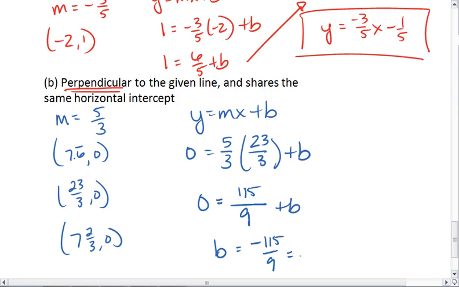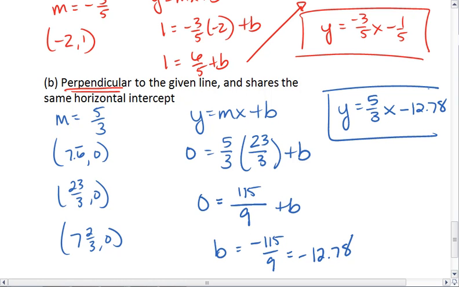we should find, or using extreme mental math, negative 12.78, or negative 12.7 repeating. Thus, our final form is y equals 5/3 x minus 12.78. This is the line that's perpendicular to the original, passing through the same horizontal intercept.